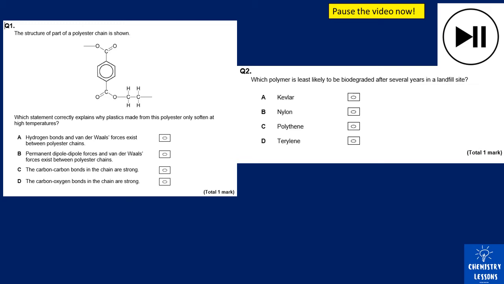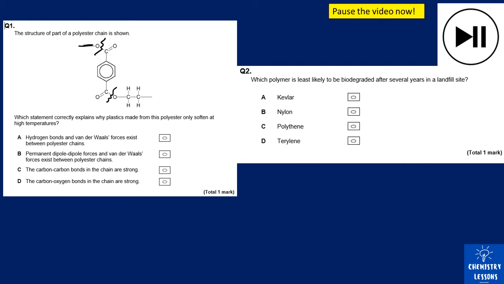Right, okay, question number one. The structure of a polyester chain is shown below. So let's have a look at this polymer. So they've drawn it quite awkward on purpose, but there's an ester link, there's an ester link. So already we can identify the dicarboxylic acid and the diol. But let's read the question.